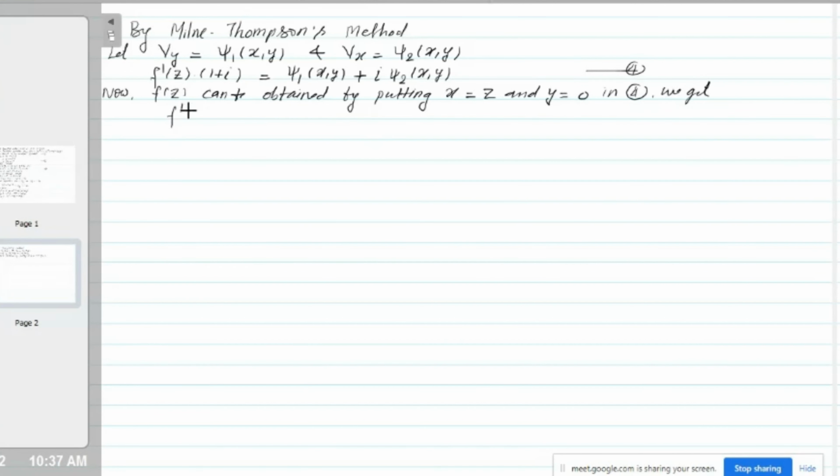f dash of z into 1 plus I, and this is equal to psi 1 of, instead of x we put here z, and instead of y 0, and plus I times psi 2 of, instead of x z, and y will be 0. Okay, so this becomes what? Functions of z only. But psi 1 of z comma 0 and psi 2 of z comma 0 we found already.